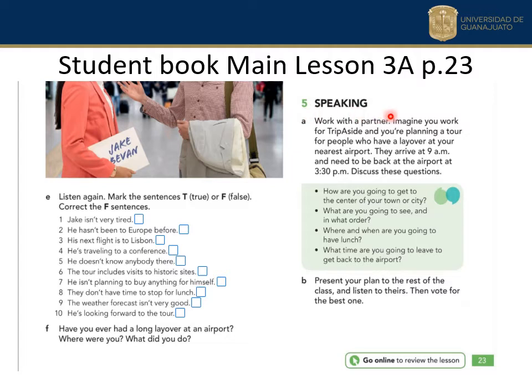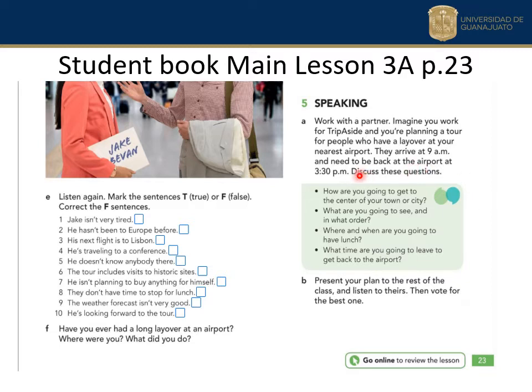And here in the speaking is also practice with your partner. You have to imagine that you work for TripAside and you're planning a tour for people who have a layover at your nearest airport. So you can take these questions in consideration to plan your trip. However, even though it says speaking, you are only sending the writing, okay? Or the answers for these questions.